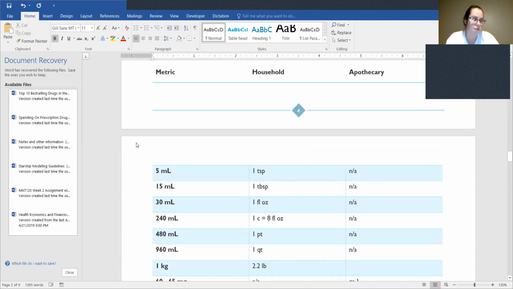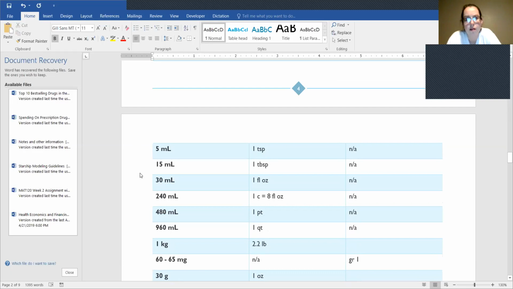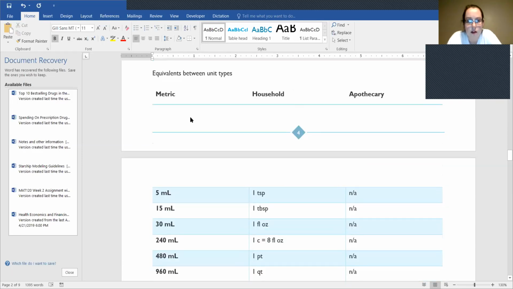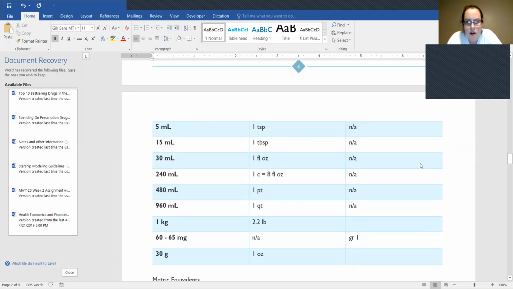Okay, so let's look at some equivalents. We're going to pretty much ignore apothecary. This column on the left, as I'm looking at it, is metric, and the middle column is household. So there's 5 milliliters per teaspoon. And since there are 3 teaspoons per tablespoon, there are 15 in a tablespoon and 30 in an ounce. 2 tablespoons to an ounce. We all know that. And you can go up.